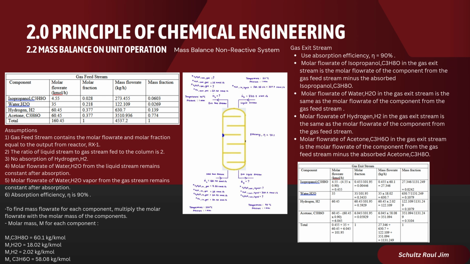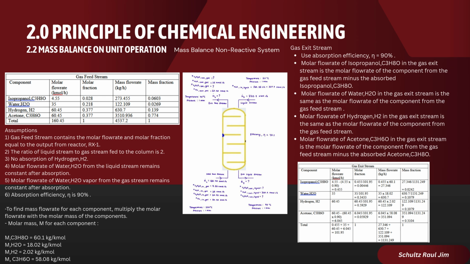For non-reactive system, we have done mass balance on the absorption column, which is the unit operation after the reactor in order to absorb the acetone produced. The assumptions would be gas feed stream contains the molar flow rate and molar fraction equal to the output from reactor. The ratio of liquid stream to gas stream fed to the column is 2. No absorption of hydrogen gas. Molar flow rate of water both from the gas and liquid stream remains constant after absorption. And the last one, absorption efficiency is 90%.